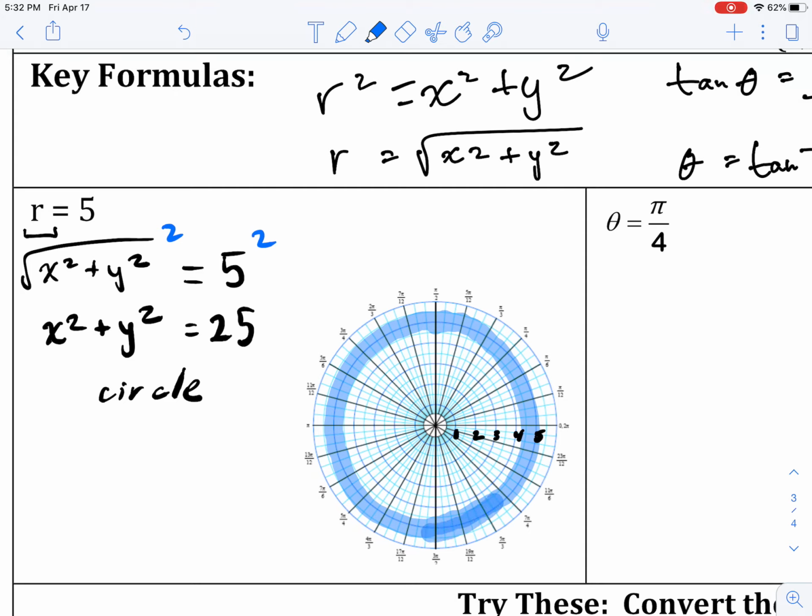Our directed distance is always going to be r is equal to 5. And what would the graph of x squared plus y squared equals 25 be? It would be a circle. That's exactly what we have there. So hopefully that connects a little bit of why that polar equation gives us the same graph as that of the rectangular equation. It's because they are the same equation. They're just in different forms.